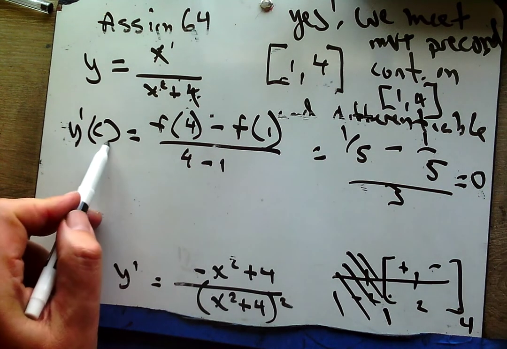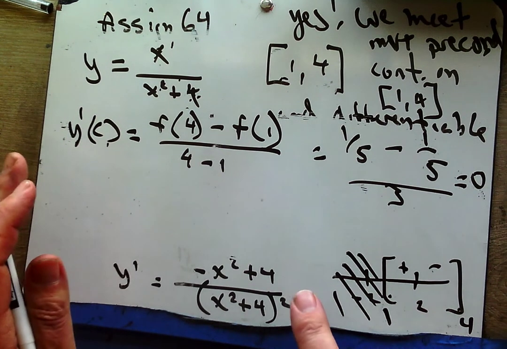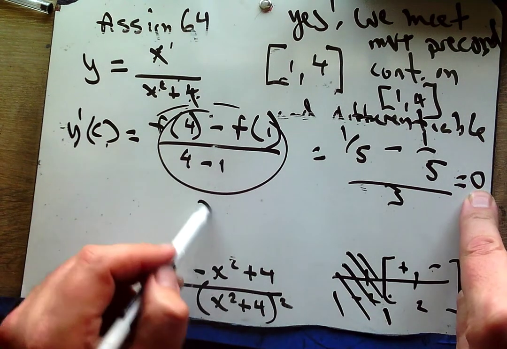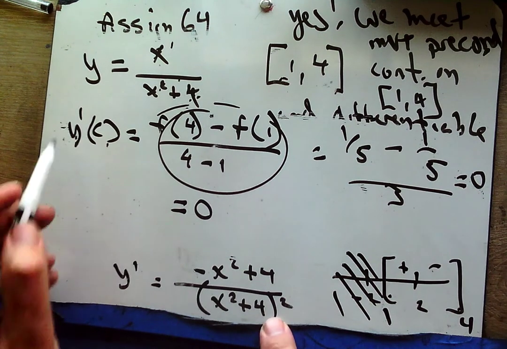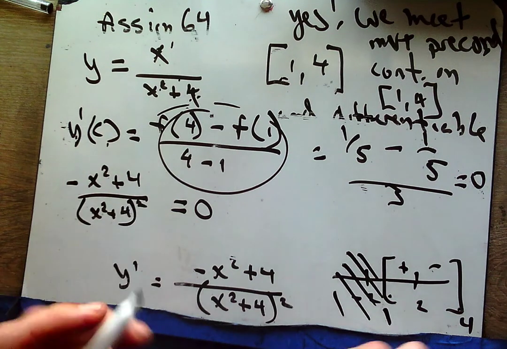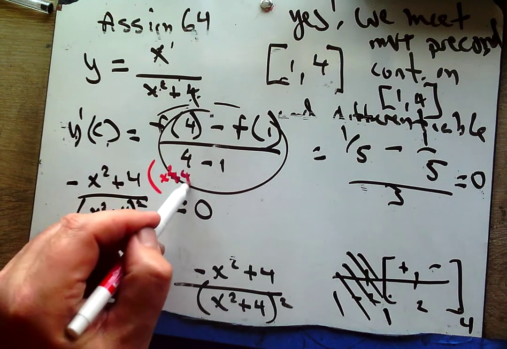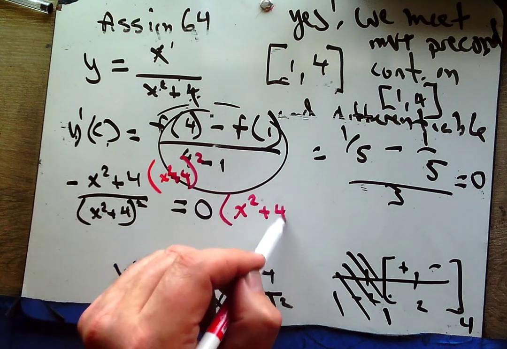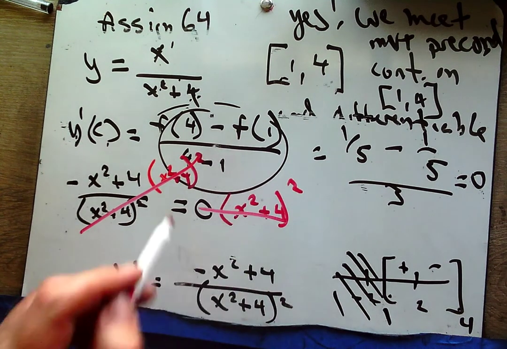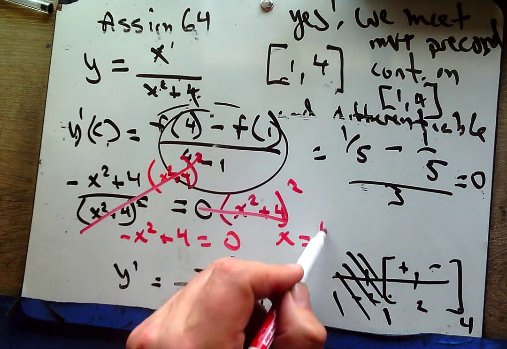Therefore, where does y prime equal 0? We already figured that out. Okay, and if we hadn't figured that out, what I'd be doing now is setting this slope, 0, equal to y prime. Here's y prime, negative x squared plus 4 over x squared plus 4 squared. The first thing I do is multiply both sides by x squared plus 4 squared, because that takes those away. 0 times stuff, that's gone away. And I get negative x squared plus 4 equals 0. And I got x equals plus and minus 2.